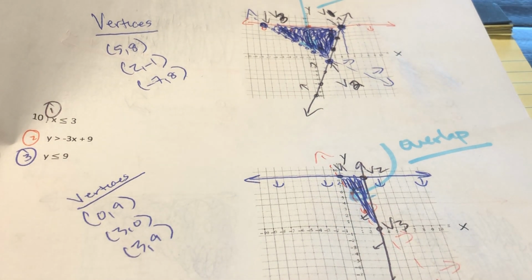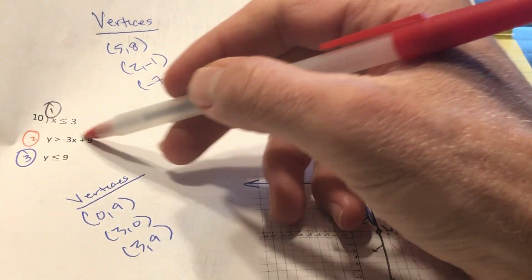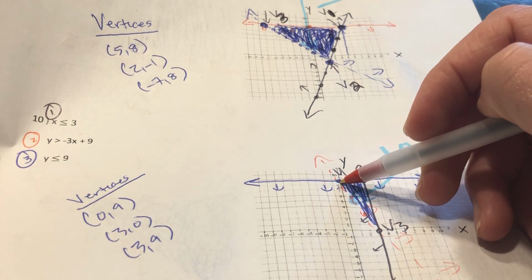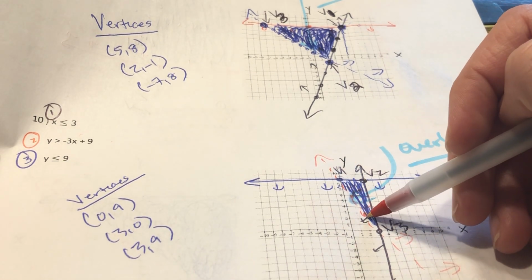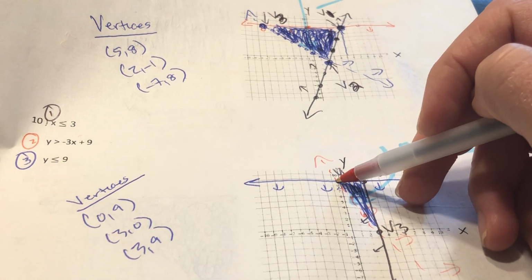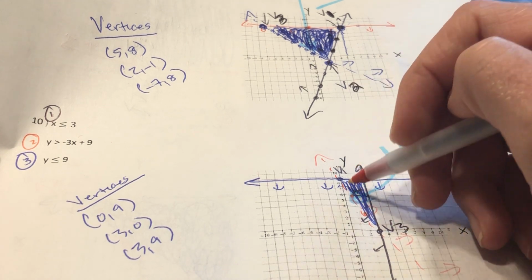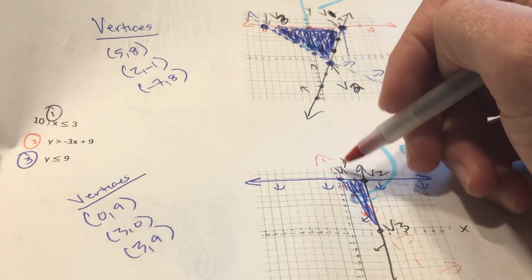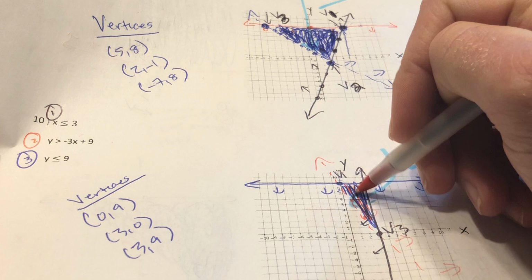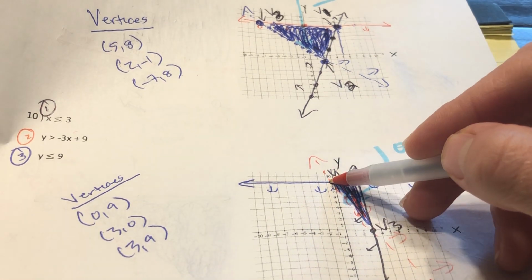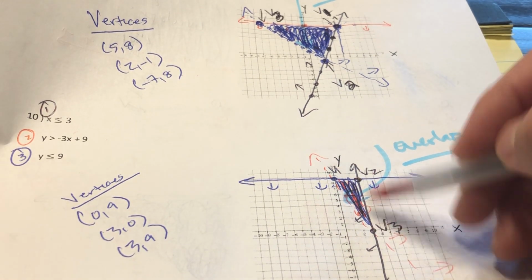And then lastly, y greater than or equal to -3x plus 9. Y-intercept of 9, down 3 over 1, down 3 over 1, down 3 over 1. So you got an intersection there, and you're shading above, greater than. So everything comes together in this triangle right there. And where are the vertices? 0, 9; 3, 0; 3, 9.